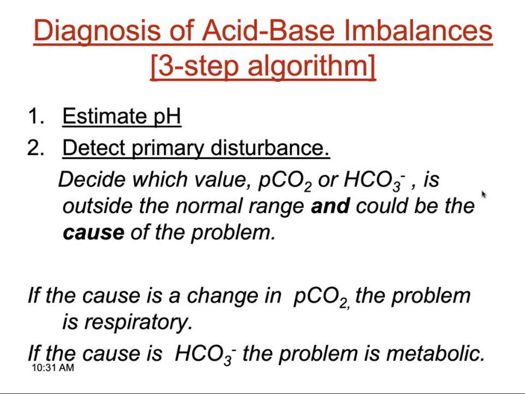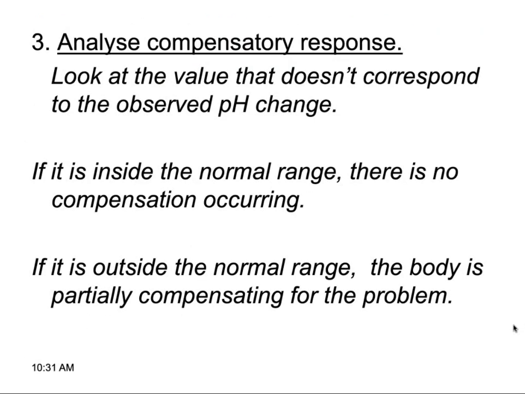The first thing is you need to estimate the pH. Once you know the pH, you can comment whether it is an acidic or alkalotic environment. The second thing would be to identify the primary disturbance: which value, CO2 or bicarbonate, is outside the normal range and could be the cause of the problem. So if the cause is a change in PCO2, you would say that the problem is respiratory. If the cause is bicarbonate, the problem is metabolic.